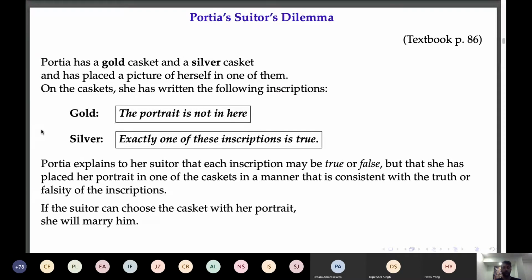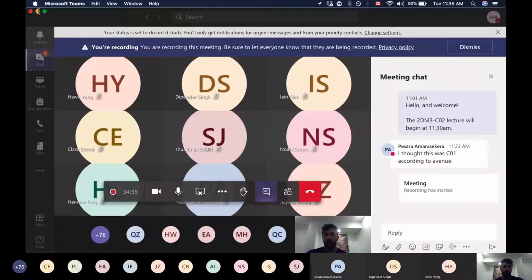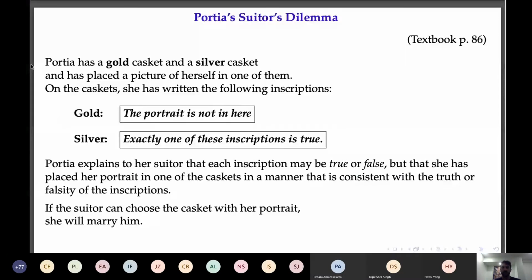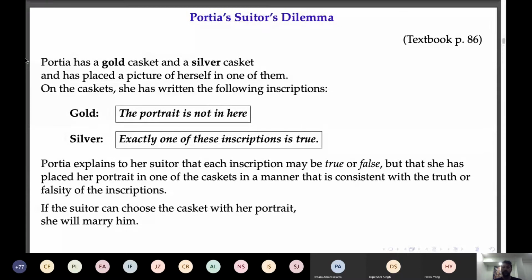Portia explains to her suitor that each inscription may be true or may be false. But she has placed her portrait in one of these caskets in a manner that is consistent with the truth or falsity of the inscription. So our task at hand is to find out which one contains her portrait.